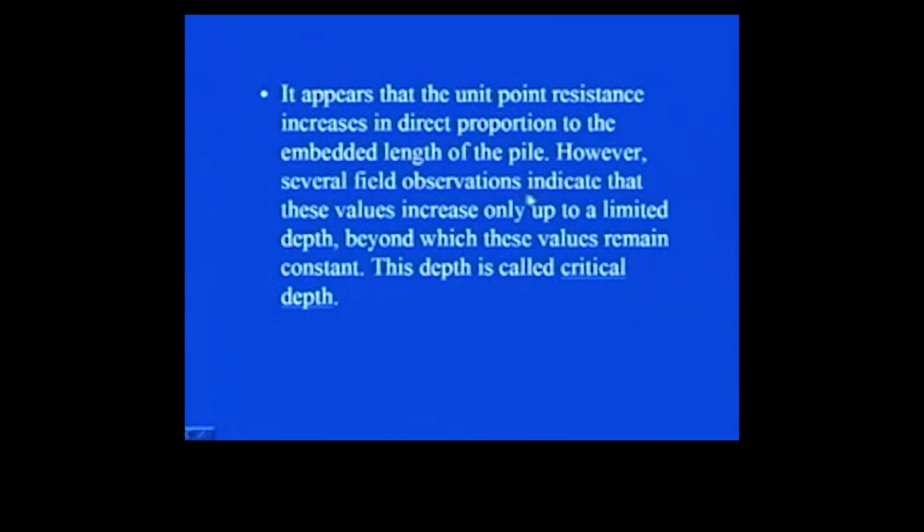However, several field observations indicate that these values increase only up to a limited depth, beyond which these values remain constant, and this particular depth is called the critical depth. So, gamma times Z, we expect this value to go on increasing as you go deeper and deeper from the ground surface. But practically, this value increases up to a certain depth, and beyond that it just becomes constant. That particular depth till which it increases linearly is called the critical depth.